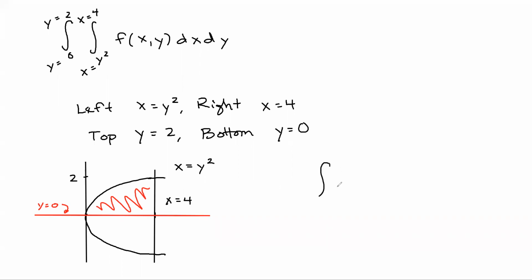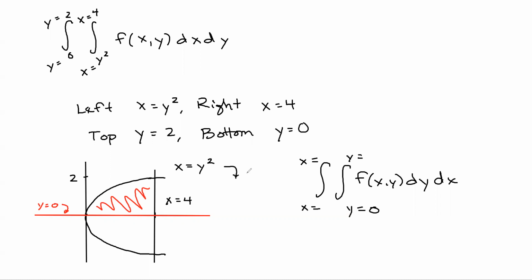All right, to change the order, we originally had dx dy, so we're going to want dy dx. And then we'll have y equals, x equals. What we want now is the bottom of the object and the top of the object. If we look at our picture, the bottom of the object is defined by y equals 0. The top of the object is defined by this curve here, which comes from x equals y squared.